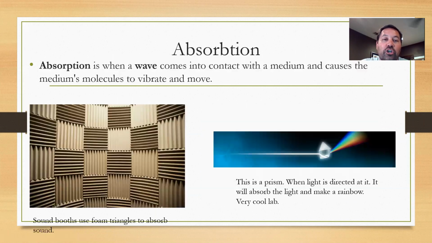Moving on to the next term. So the next term is called absorption. Absorption is when a wave comes into contact with a medium and causes the medium's molecules to vibrate and move. So on the left side, sound booths are going to use foam triangles to absorb the sound. You'll see this anytime that you're going into, let's say, a recording studio or some type of sound booth.